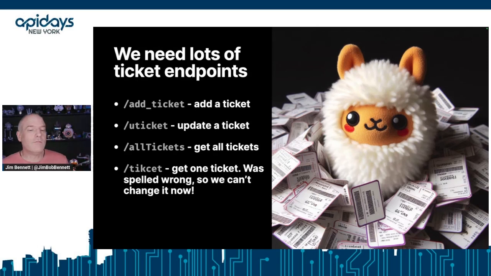So for example, we can have add_ticket to add a ticket. We can have uTicket to update a ticket, because why put the whole word update? It's too long. allTickets in camel case to get all tickets. And then to get one ticket, we can have /ticket, and we can spell it wrong. It doesn't matter. Once it's in our API docs, it's too late.